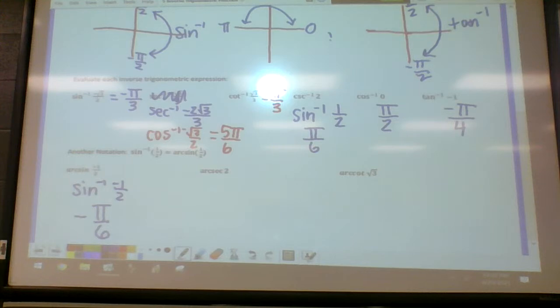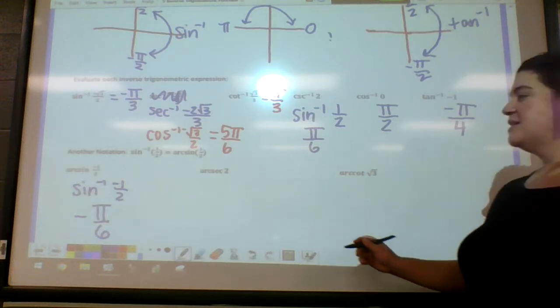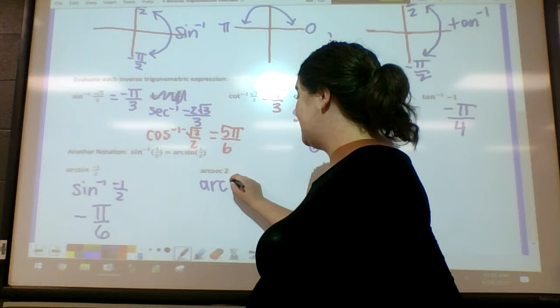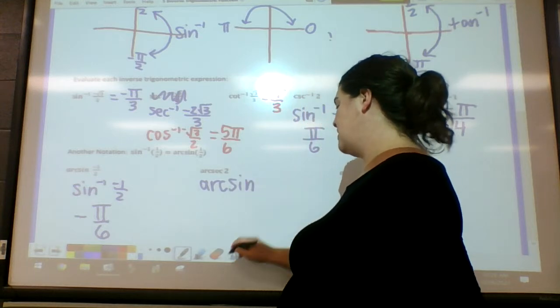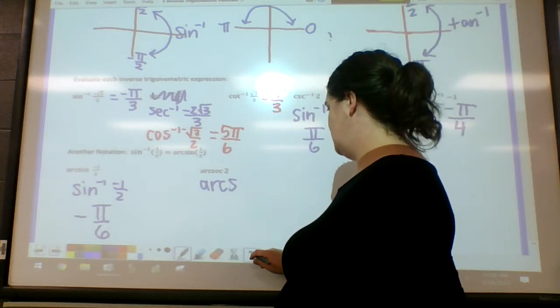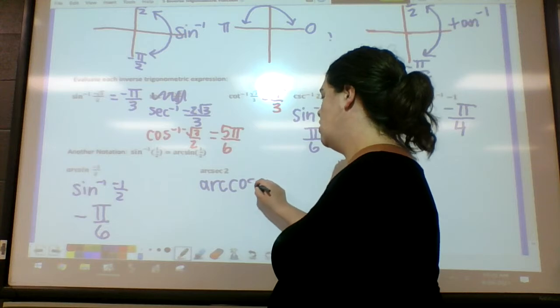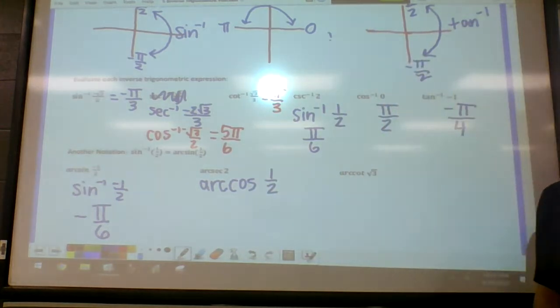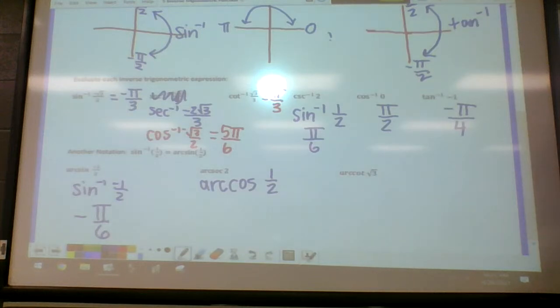All right, are you good on these two? Do y'all want to tell me what you got? For arc secant of 2, you could think about that as the arc sine of a half, right? Or not sine. What am I doing? Cosine, right? Arc cosine, because cosine's the reciprocal of secant. And if you reciprocate 2, you just have a half. So you can think about it like that, yes?